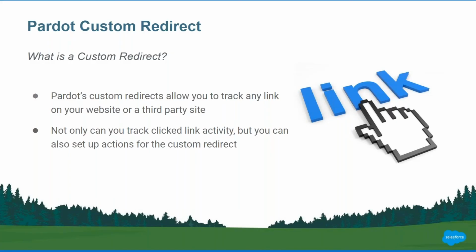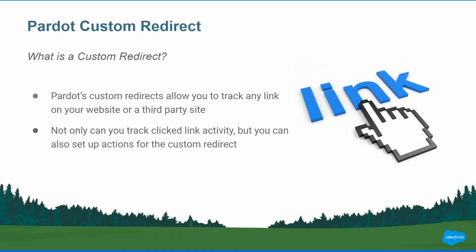So what is a custom redirect? Pardot's custom redirect allows you to track any link on your website or a third-party site. For example, a link on your Twitter page or a banner ad on a third-party site. So Pardot has this ability to track any link anywhere. It doesn't have to be on your site. You can also add it on forums, LinkedIn, and even social media sites.